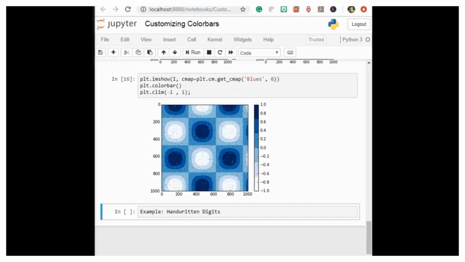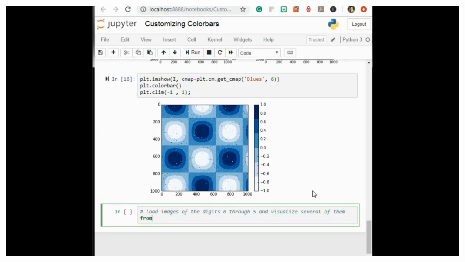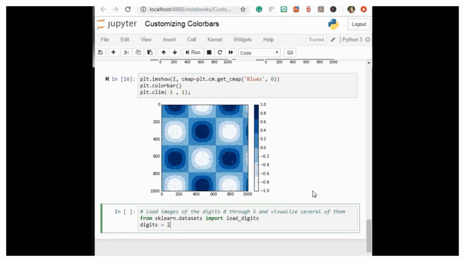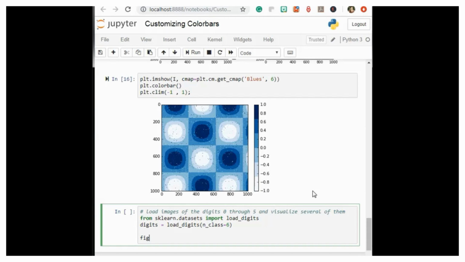Okay, load images of the digits 0 through 5 and visualize several of them. Now from sklearn.datasets import load_digits, digits equals load_digits, and fig, ax equals plt.subplots, 6 by 6, figsize 8 by 8.